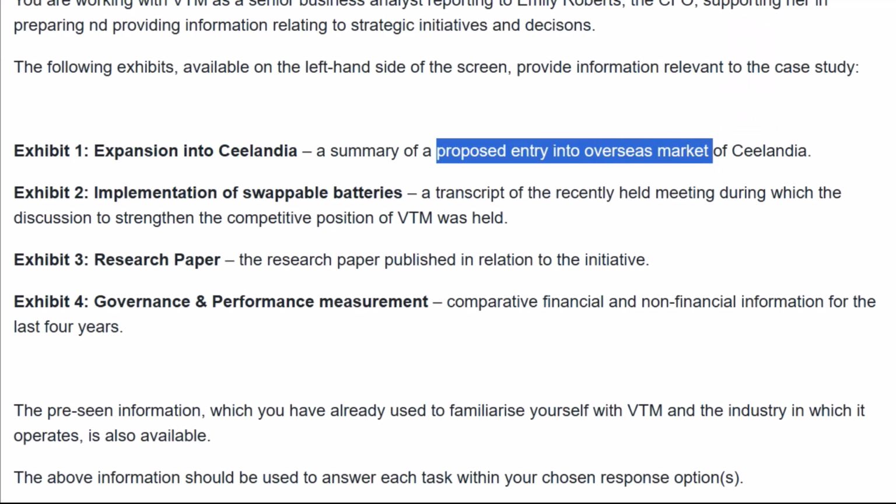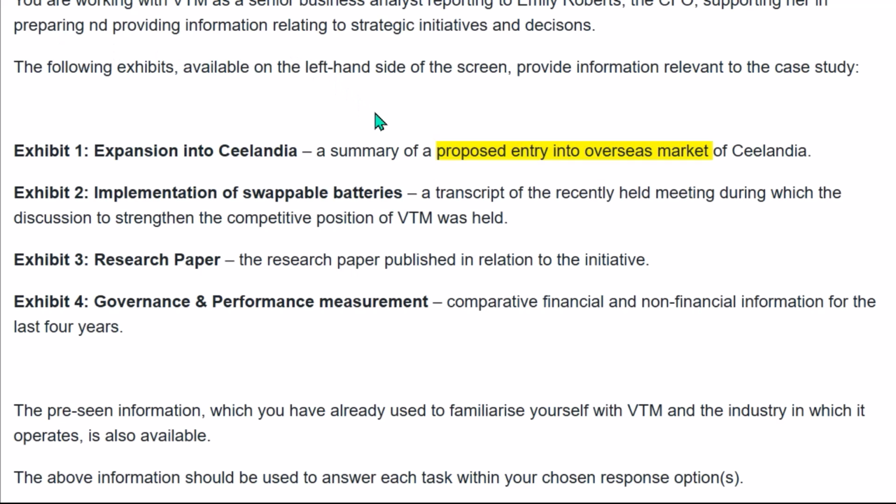A proposed entry into overseas markets. Now, that immediately should put us on guard. We're talking about a new market. Now, if we think about Ansoff, of course, it reminds us of either an existing product in a new market, which would be market development, or a new product in a new market, which would be diversification. Okay, so immediately our antennae are up and we think that Ansoff might be useful.